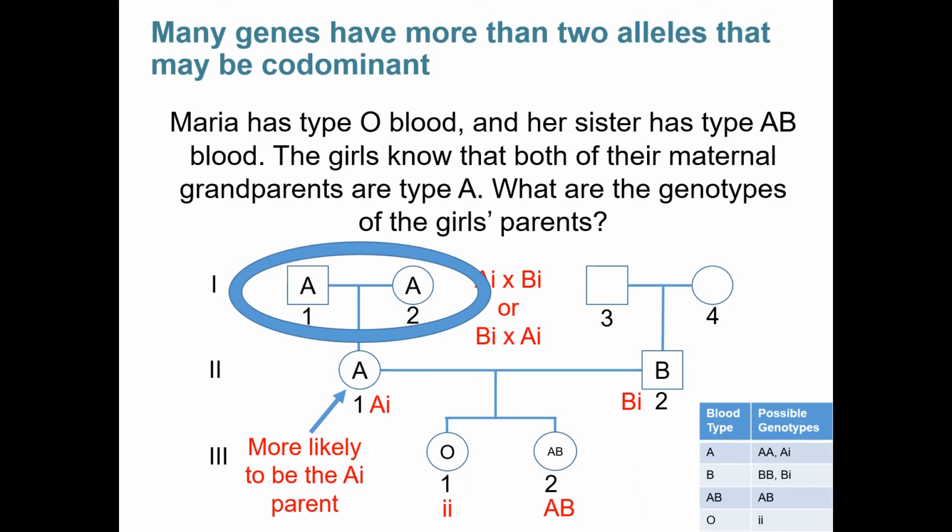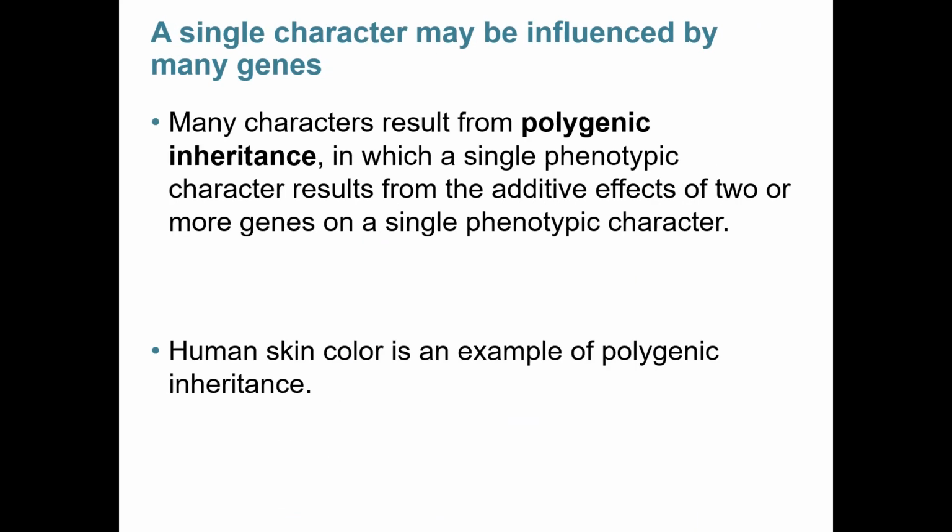Up until this point, we've assumed that everything that we see is based off of a single gene, but that's often not the case. Many characteristics result from polygenic inheritance. This is where a single phenotype results from the additive effects of 2 or more genes, and this is very common. An example of that is human skin color.